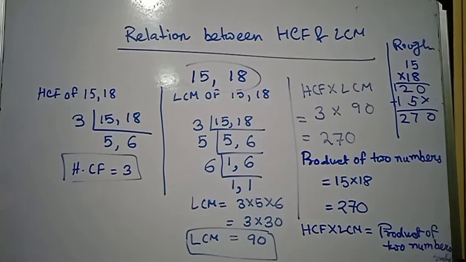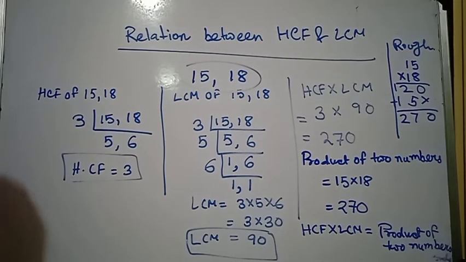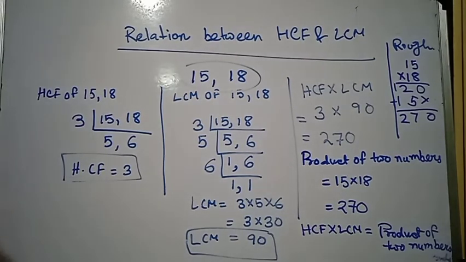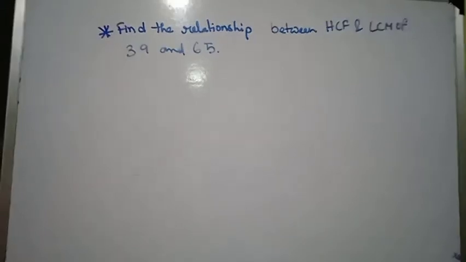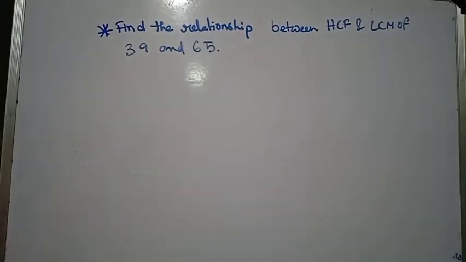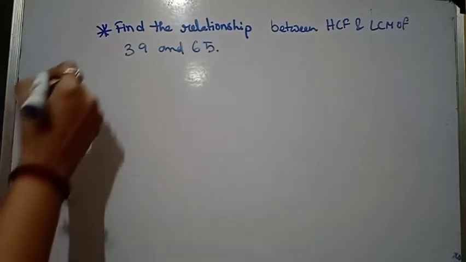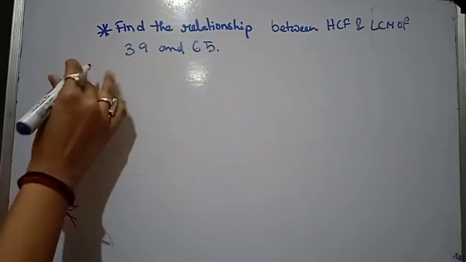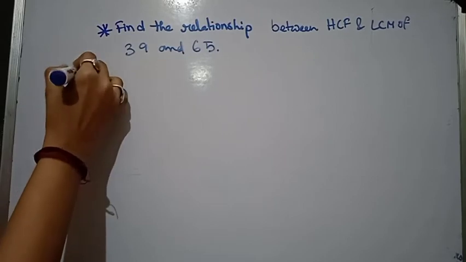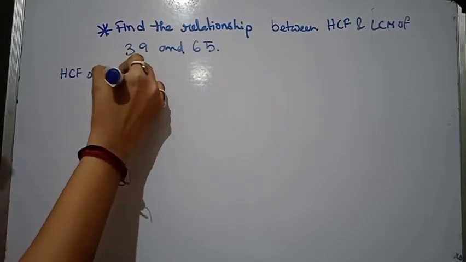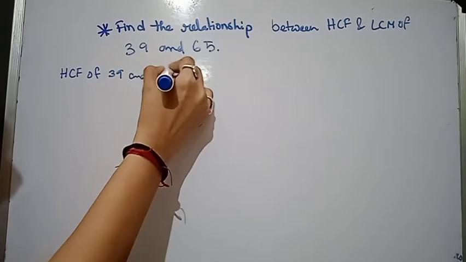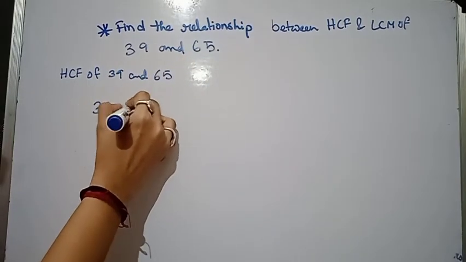Let us take an example where we have to find the relation between HCF and LCM. We are given two numbers. Find the relation between HCF and LCM of 39 and 65. So these are the two numbers, and we are going to find the relation between them. First we are going to find the HCF of 39 and 65.